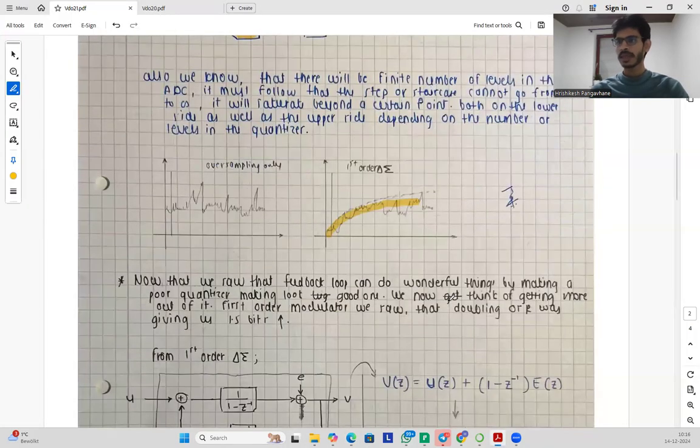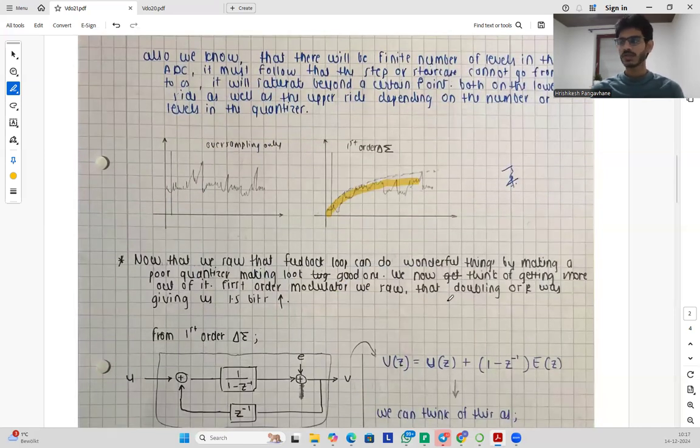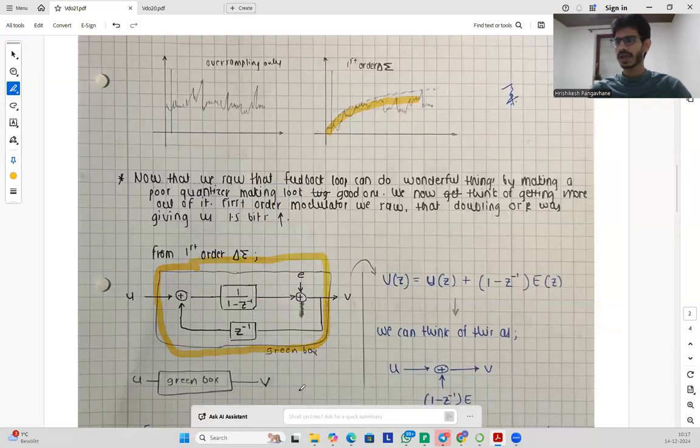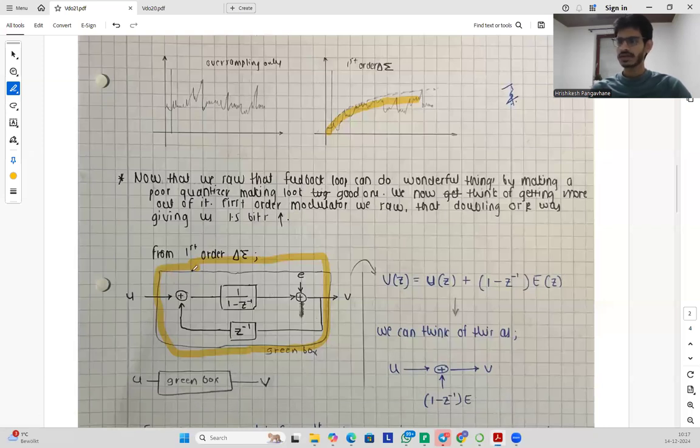And then moving further, now that we saw the feedback loop can do wonderful things by making a poor quantizer look like a good one, we now think of getting more out of it. For the first order modulator, we saw that doubling the OSR gives us an increment of 1.5 bits. So if we see the linearized structure of first order delta sigma, we have a transfer function in the forward path, which is an integrator, and we model the quantizer as an input along with the noise source. If we consider this whole thing as a green box, then we have an input and a discretized output.